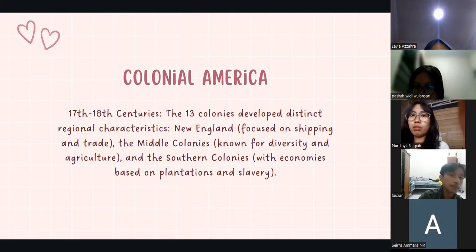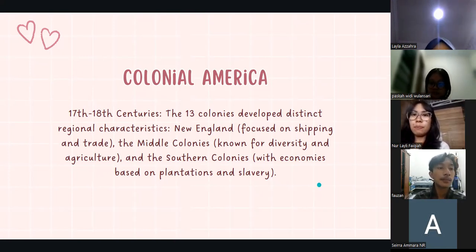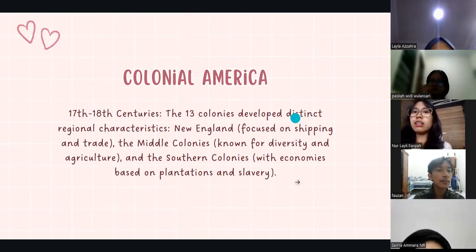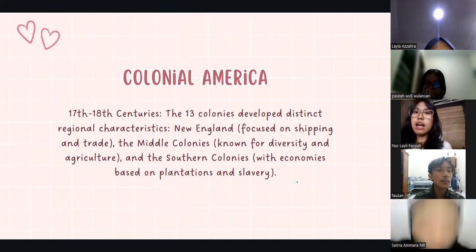people for labor. Colonial society was a mix of European settlers, Native Americans, and enslaved Africans, leading to complex social interactions and cultural exchanges. During this time, colonial governments developed, often influenced by democratic ideas, which later helped shape the American Revolution and the creation of the United States.